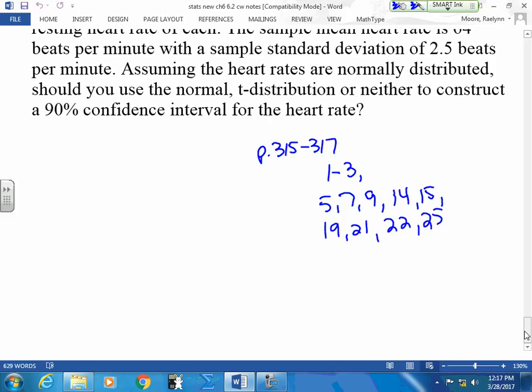Okay, there's not that many. Some of these are quick, so you're just looking them up in your table. This, I think, is just finding a margin of error. These are just putting together the intervals, and you feel free to use your calculator.